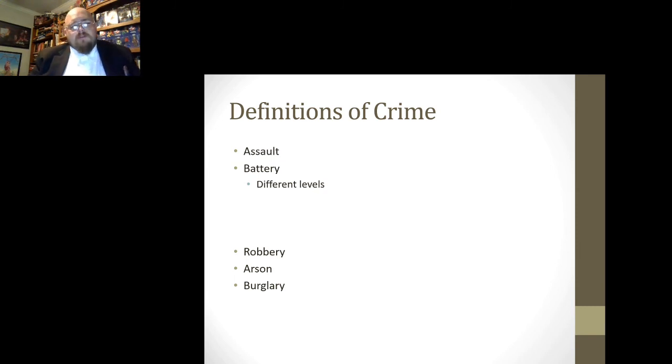Some other definitions of crimes: assault and battery, often misused. Assaults are threats. Batteries are hits. So you say, "I'm going to kick your ass." That's an assault. If you engage in the kicking of the ass, then that would be a battery. Some states have different levels, aggravated. Some states even have mayhem statutes still on the books, which is basically an aggravated battery where someone loses an arm or an eye or something like that. There's a permanent maiming happening. Most places just have aggravated battery statutes. So assault is a threat, battery is the hitting.